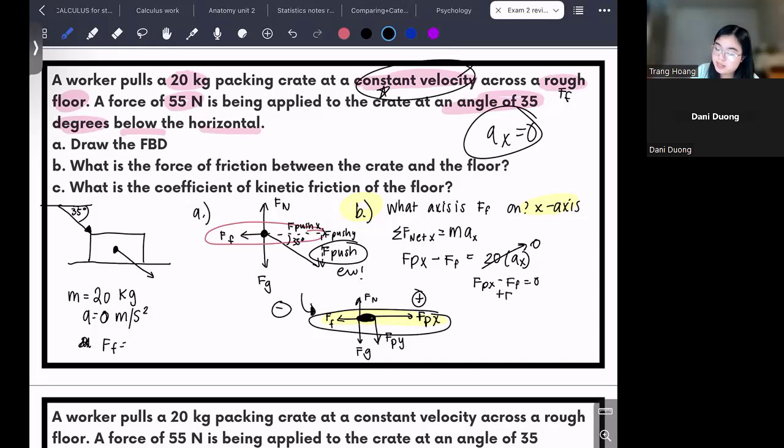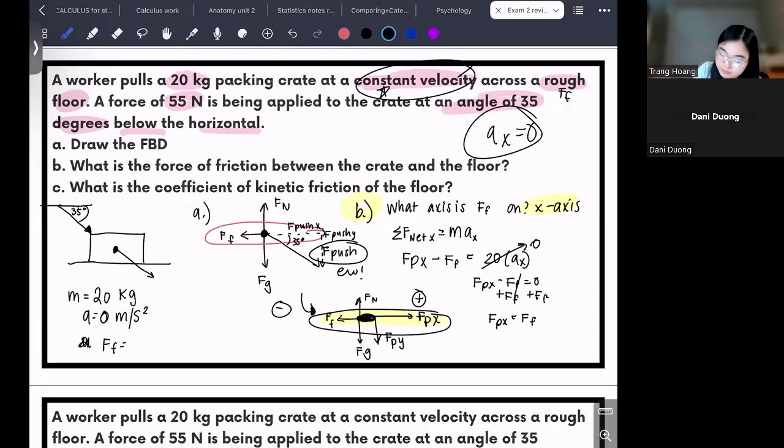And what we can do is make them equal to each other. So FPX is going to be equal to FF, right? That tells us that if we solve for FPX, we solve for FF. Let me explain this. If we solve for the x component of the pushing force, then we solve for the friction force as well. And since we have that angle for the push force, we can actually solve for the push force in this case, right?